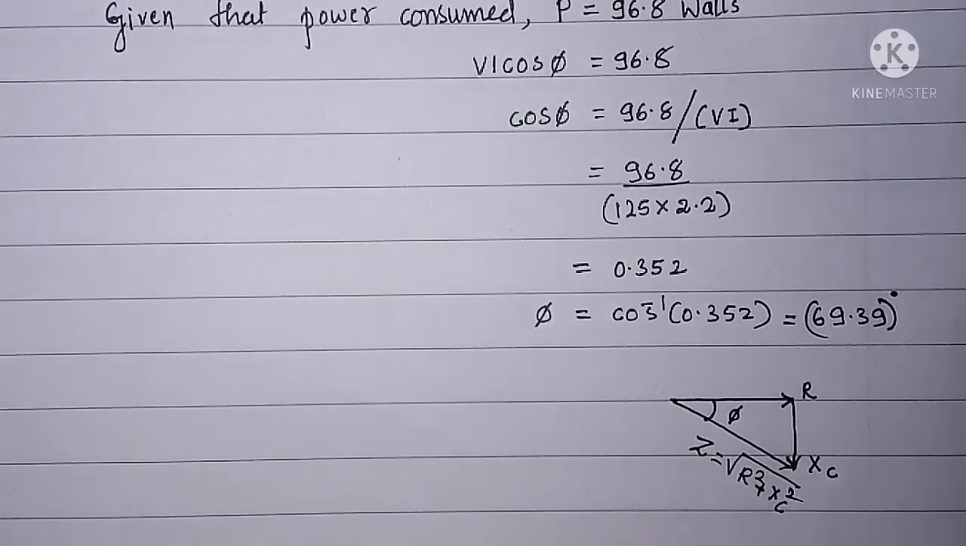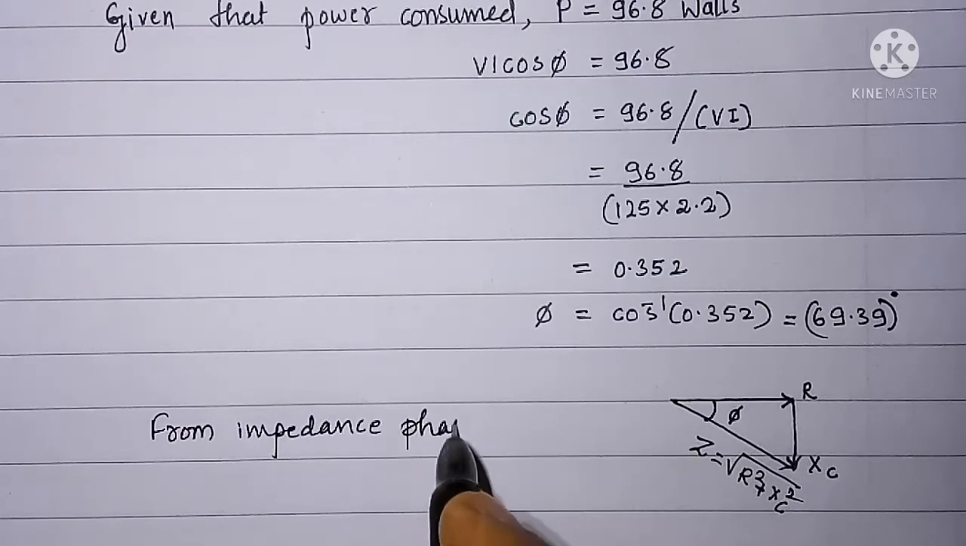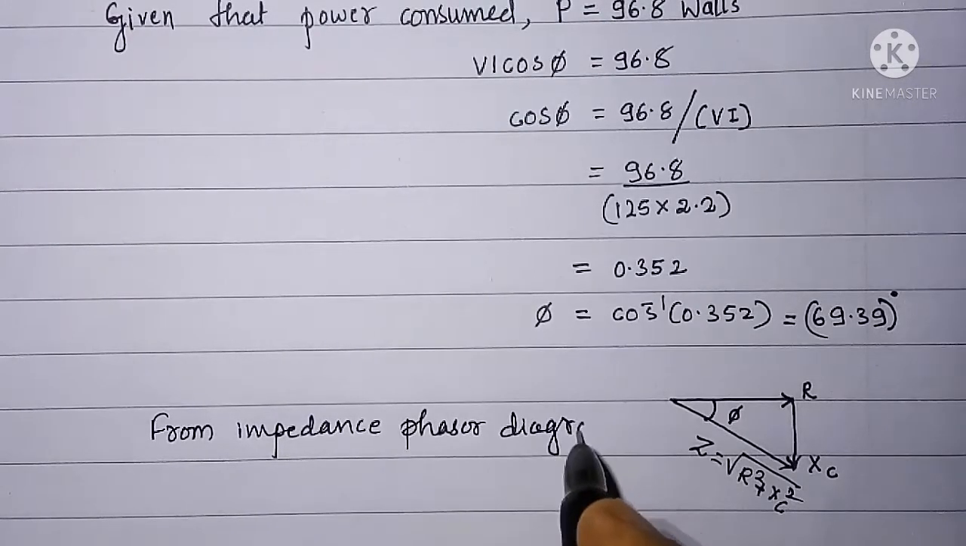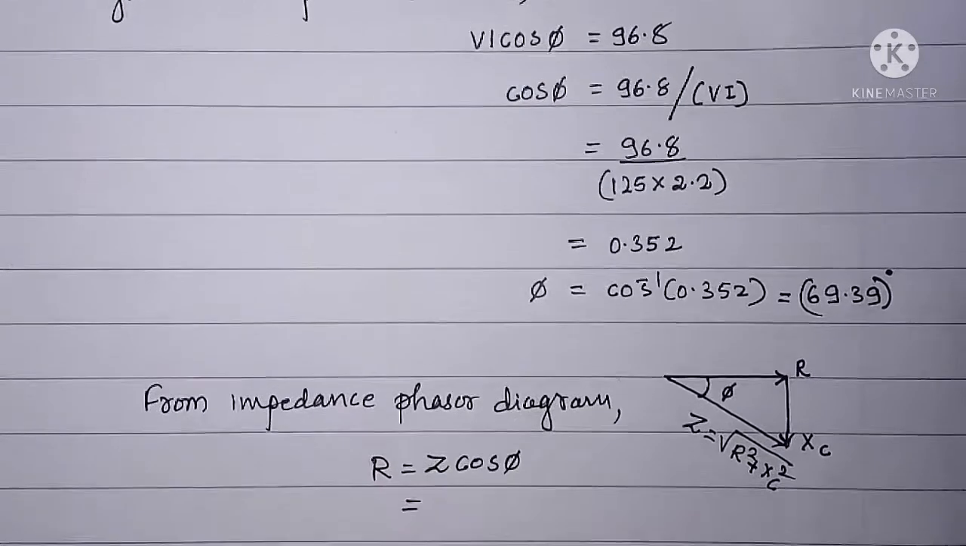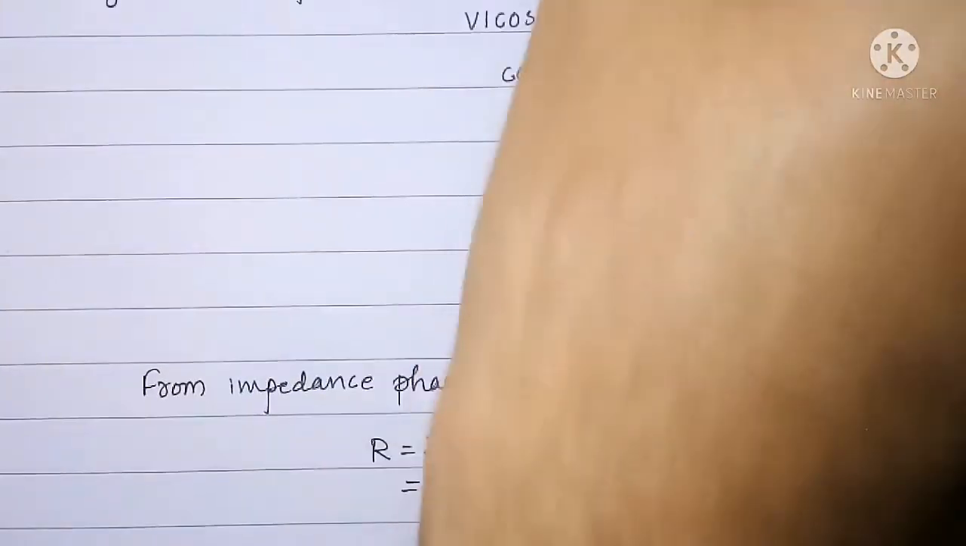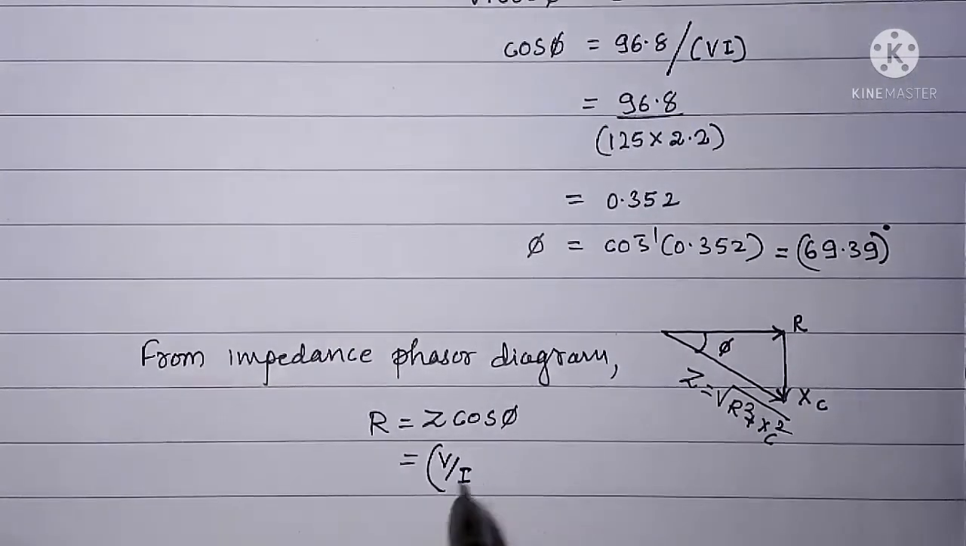From this impedance phasor diagram we can write R equal to Z cos phi, that is V by I into 0.352, which becomes equal to 20 ohms.